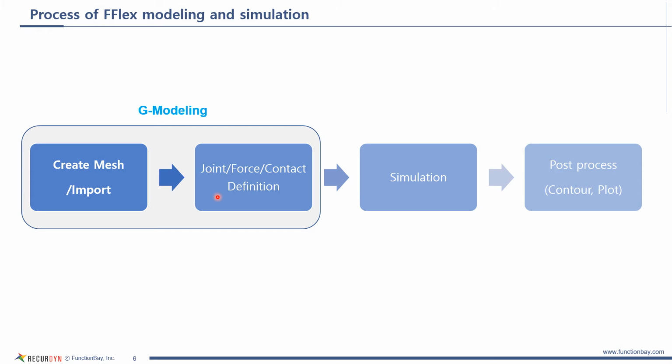These two steps can be performed automatically using G-modeling. You can convert a rigid body to a flexible body while preserving the existing joints, forces, and contacts.